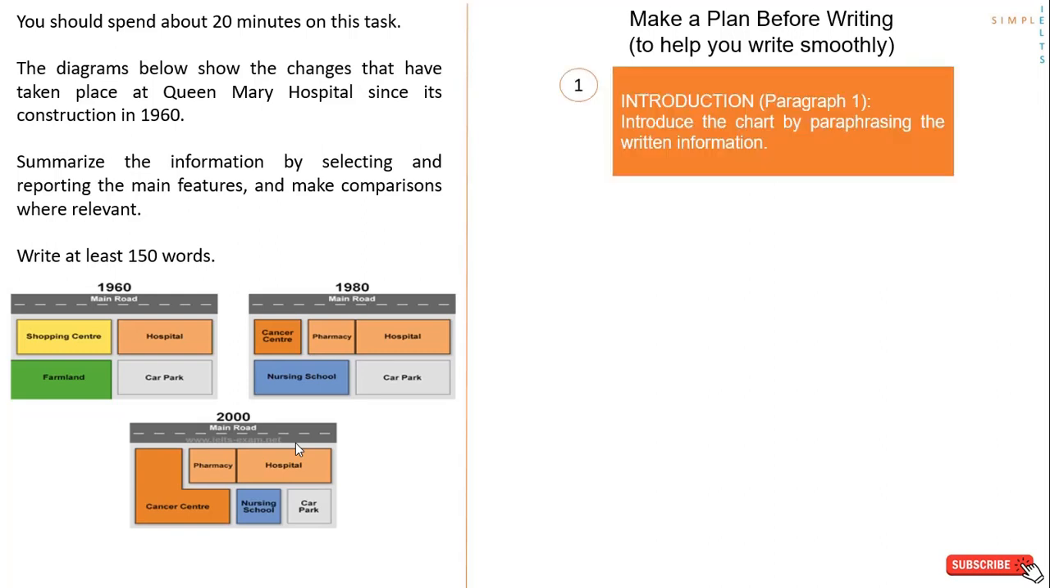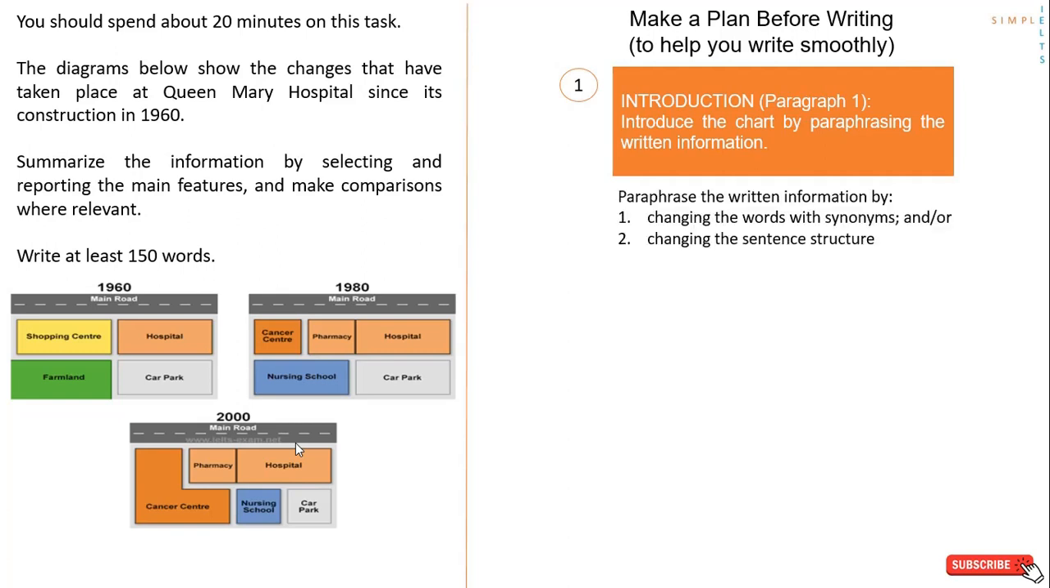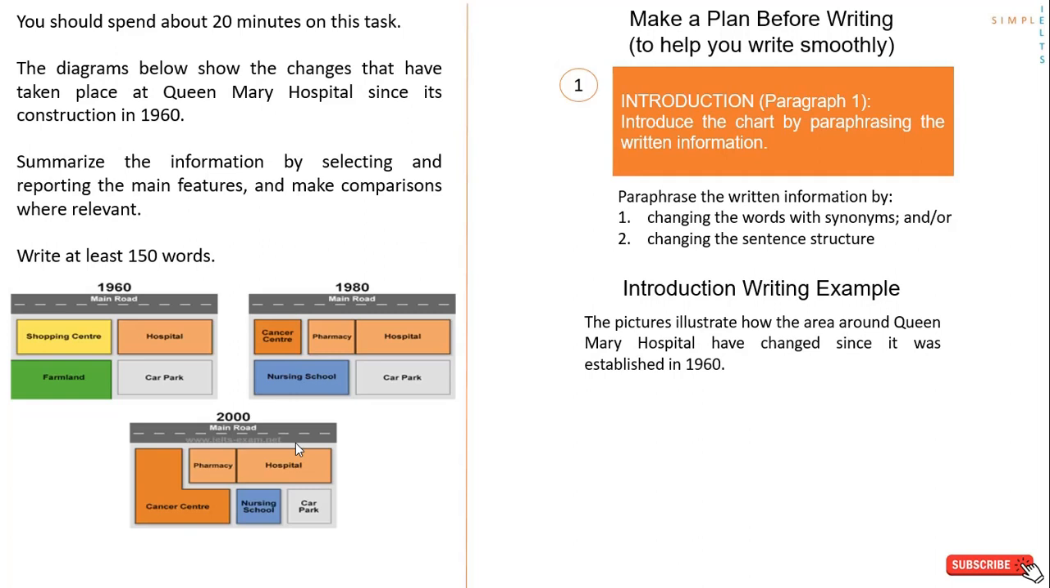Now let's talk about the introduction first. As I said before, this is where we introduce the chart by paraphrasing the written information. We can do this by changing the words with synonyms, or words that have the same meaning as the original words, and or changing the sentence structure. How do we do that? Well, this is an example of introduction writing. We can write that the pictures illustrate how the area around Queen Mary Hospital has changed since it was established in 1960.